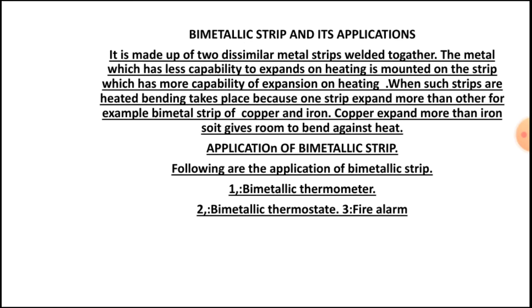When such strips are heated, bending takes place because one strip expands more than the other. For example, in a bimetallic strip of copper and iron, copper expands more than iron. So it gives room to bend against heat.